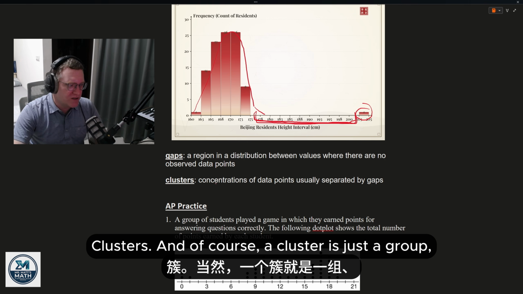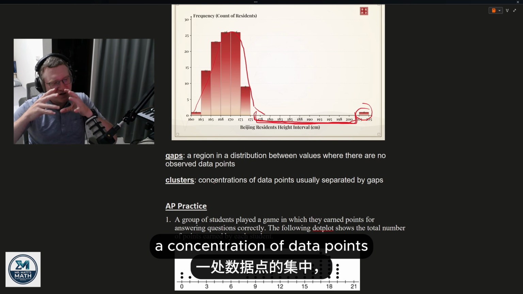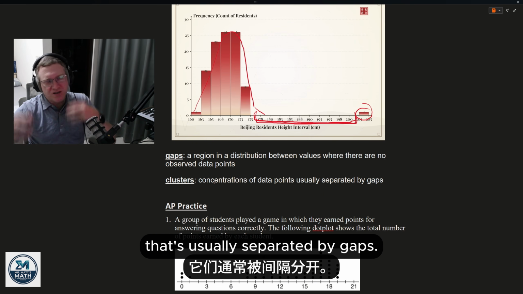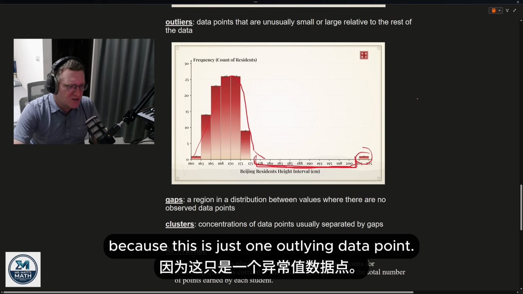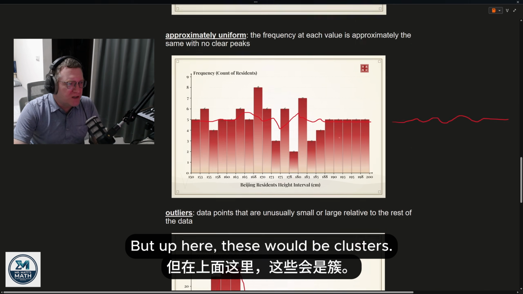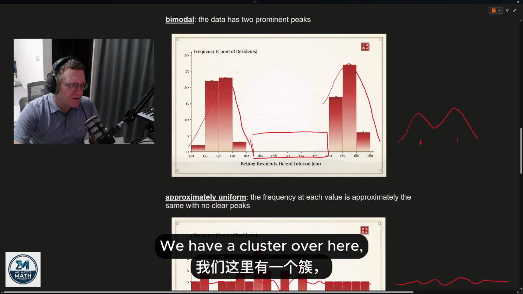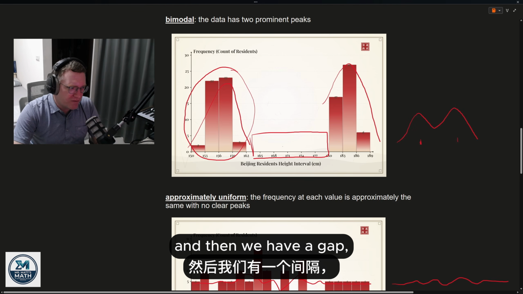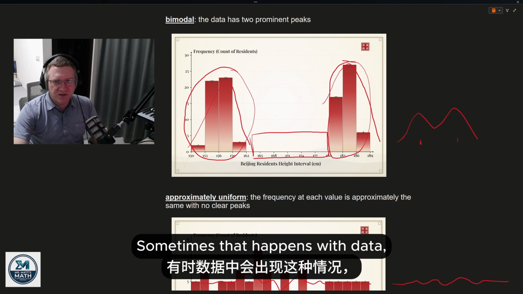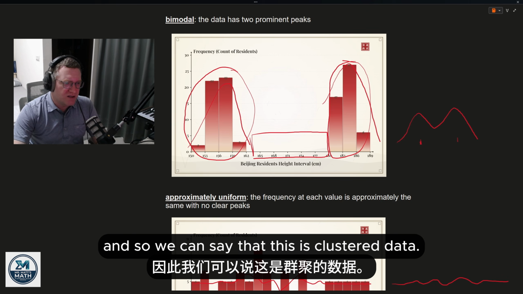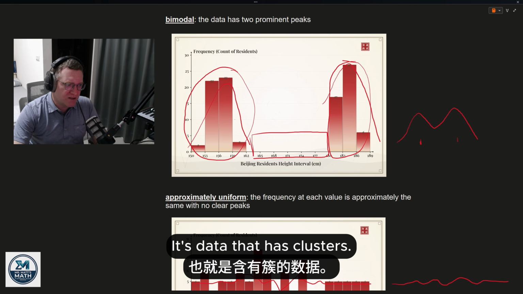And then our final word that we're going to learn in this section is the word clusters. A cluster is just a group, a concentration of data points that's usually separated by gaps. So this would not be clustered because this is just one outlying data point. But up here, these would be clusters. We have a cluster over here, and then we have a gap, and then we have another cluster over here. Sometimes that happens with data. And so we can say that this is clustered data. It's data that has clusters.